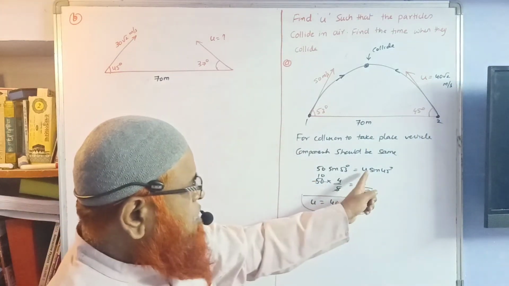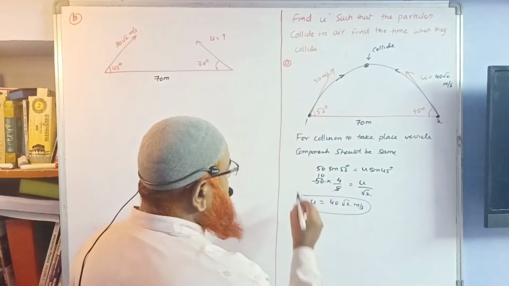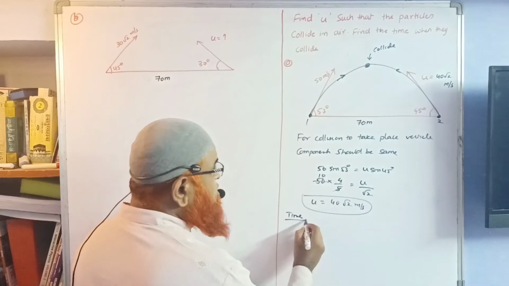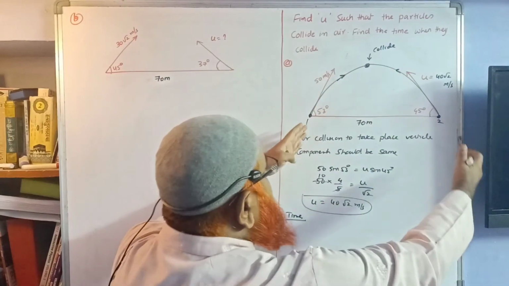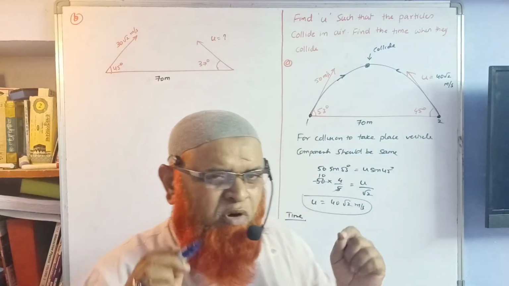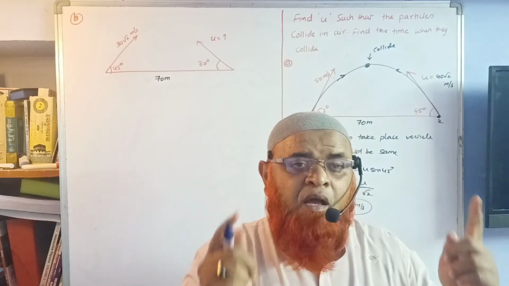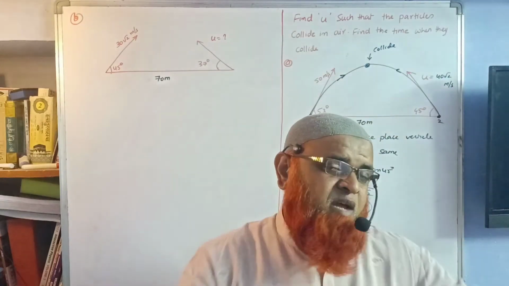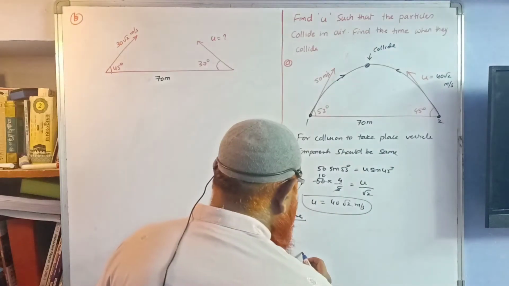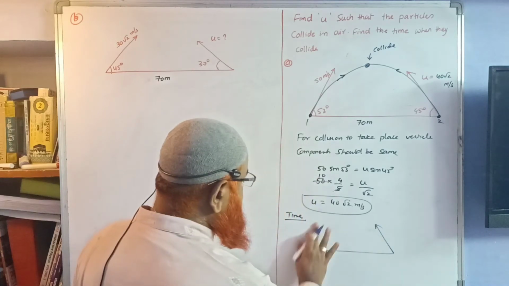Once you find the vertical component, it is very easy to find the time now. So we got u. Then how are you going to find the time of meeting, the time of collision, from the point of projection? Because both the particles have been thrown at the same time, they will meet after some time here. We need to find the time also. To find the time here, it is very easy.